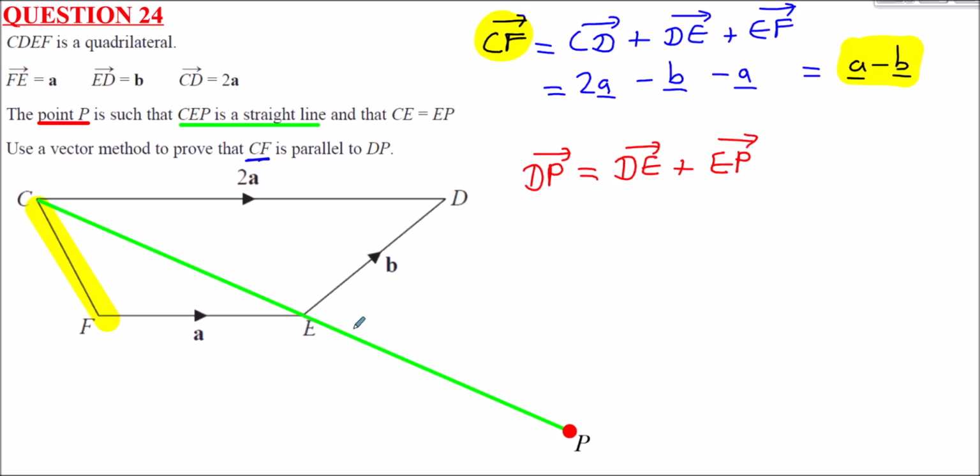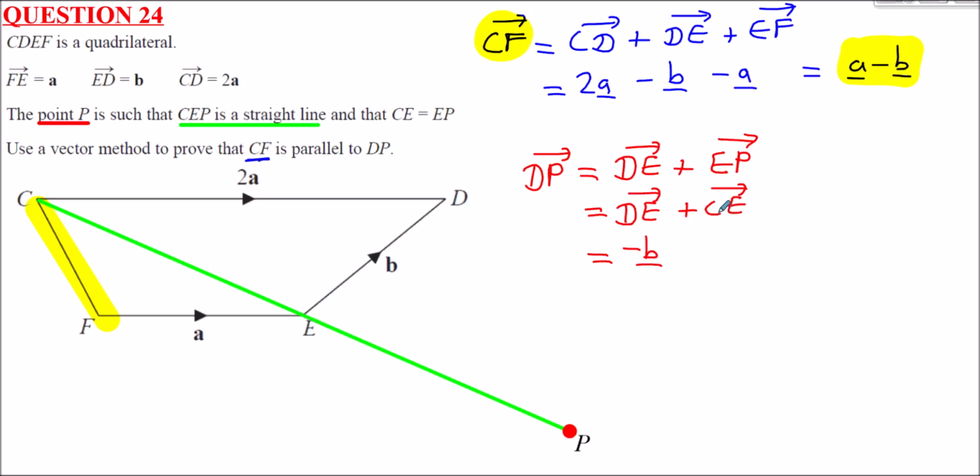But from E to P, we were told is the same as C to E. So I can change this to DE, and I can switch EP with C to E. To go from D to E, I go along this vector labelled B, but in the opposite direction, so D to E is going to be minus B.